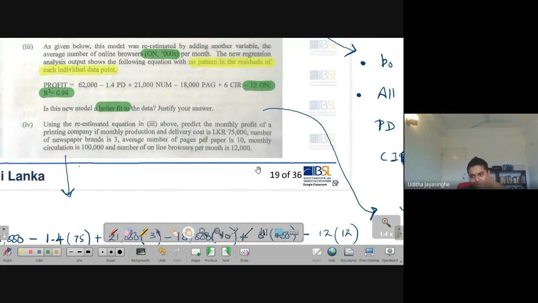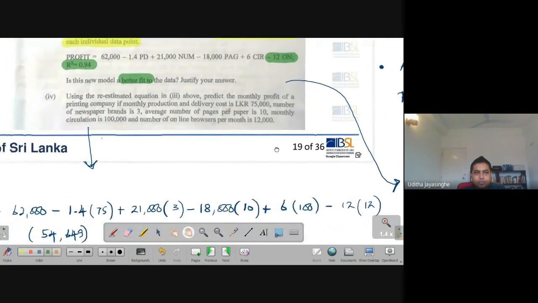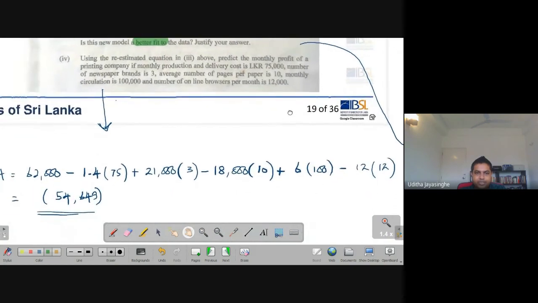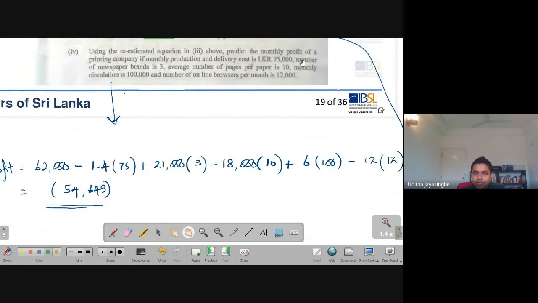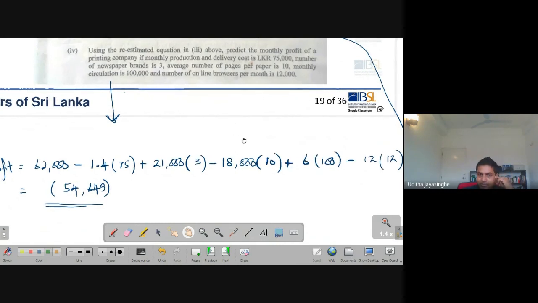But be careful, we have to elaborate the answer. Last part, using the equation. Using the re-estimated equation in part 3 above, predict the monthly profit of the printing company. Simply, this is all about applying the numbers to the equation. Let me carefully show one, and for the rest you follow the same methodology. Here we have to be extra careful in applying the units.